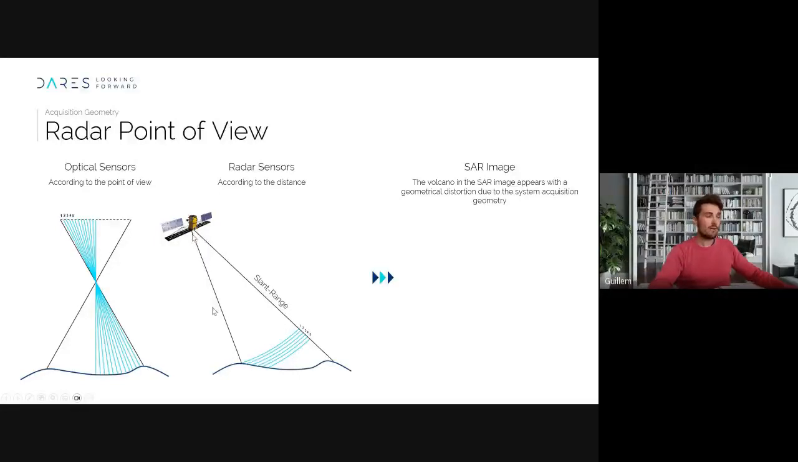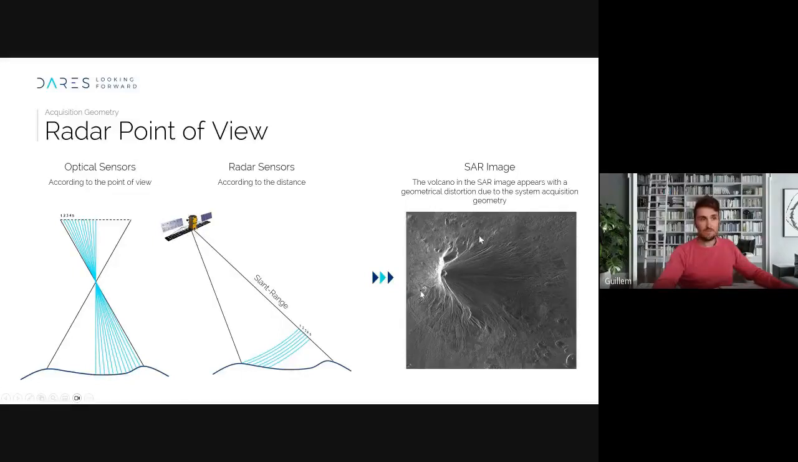And as I mentioned before, we are not looking at nadir like the optical sensors, but with a side-looking geometry, because in this way we increase the probability of having points at different distances. Okay, and this is why we get distorted images. So this would be a SAR image of a volcano. We'll see it later. When we talk about radar images, we cannot think about optical images because, yeah, you can sometimes differentiate the scene, but they are different. They are basically distorted because of this effect of side-looking geometry.